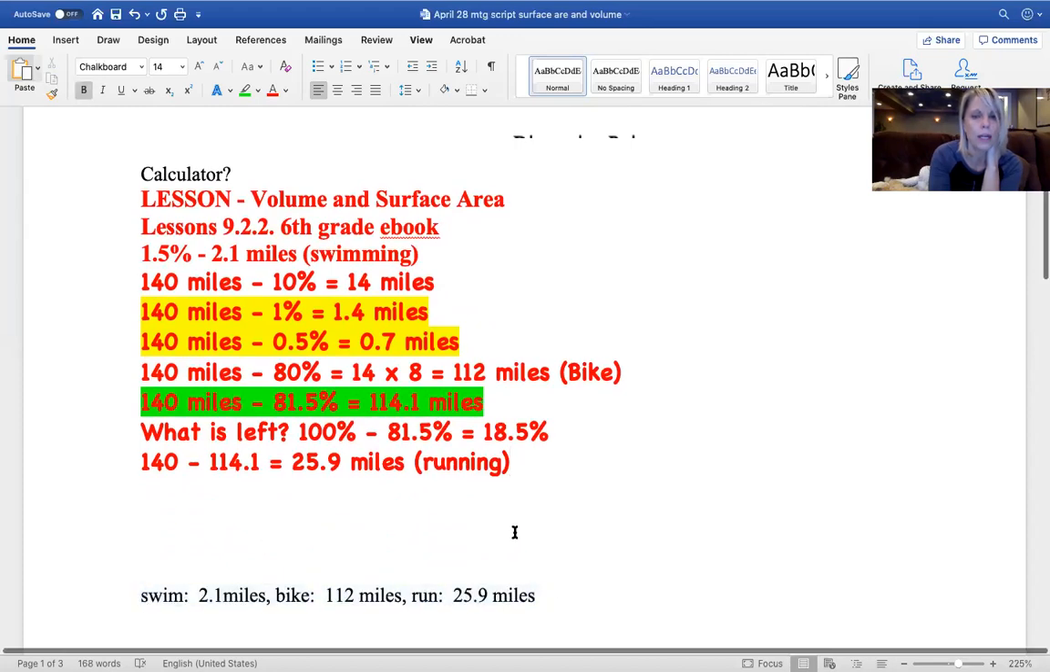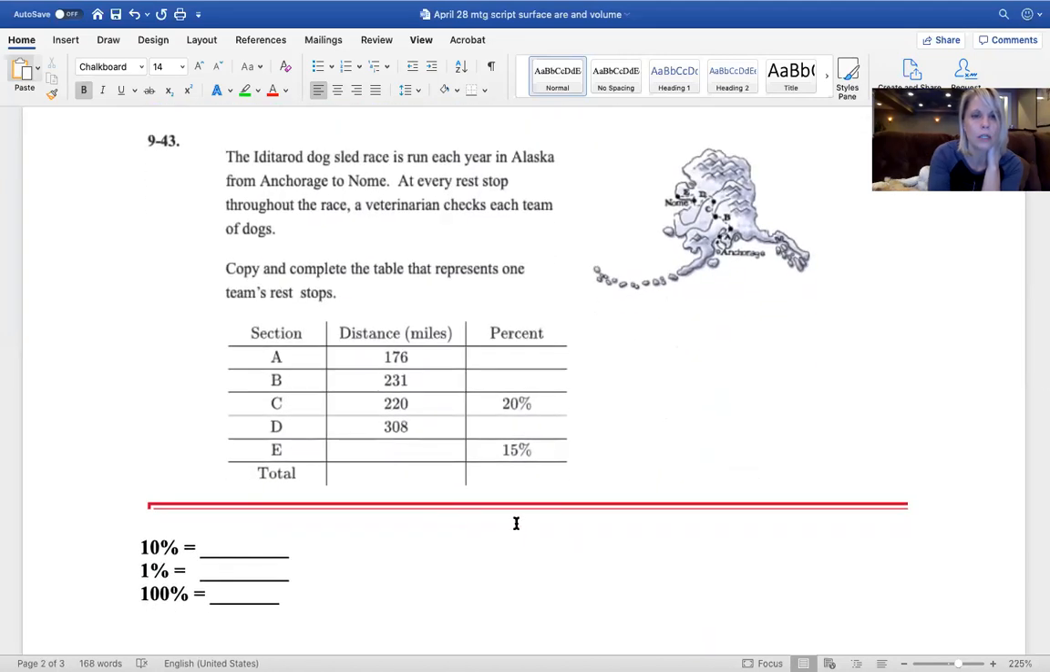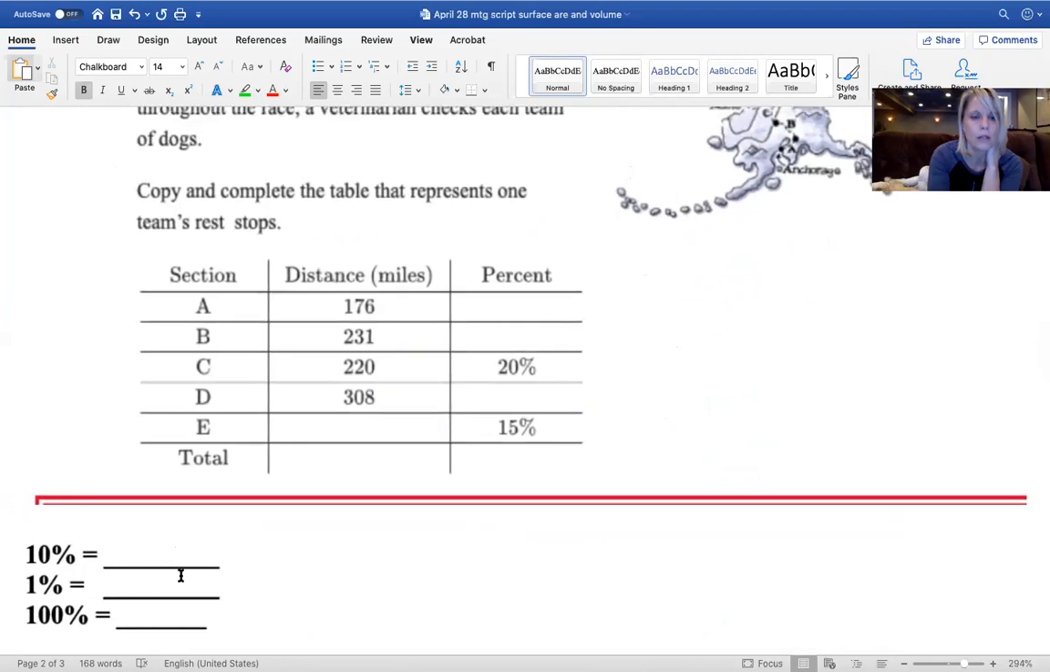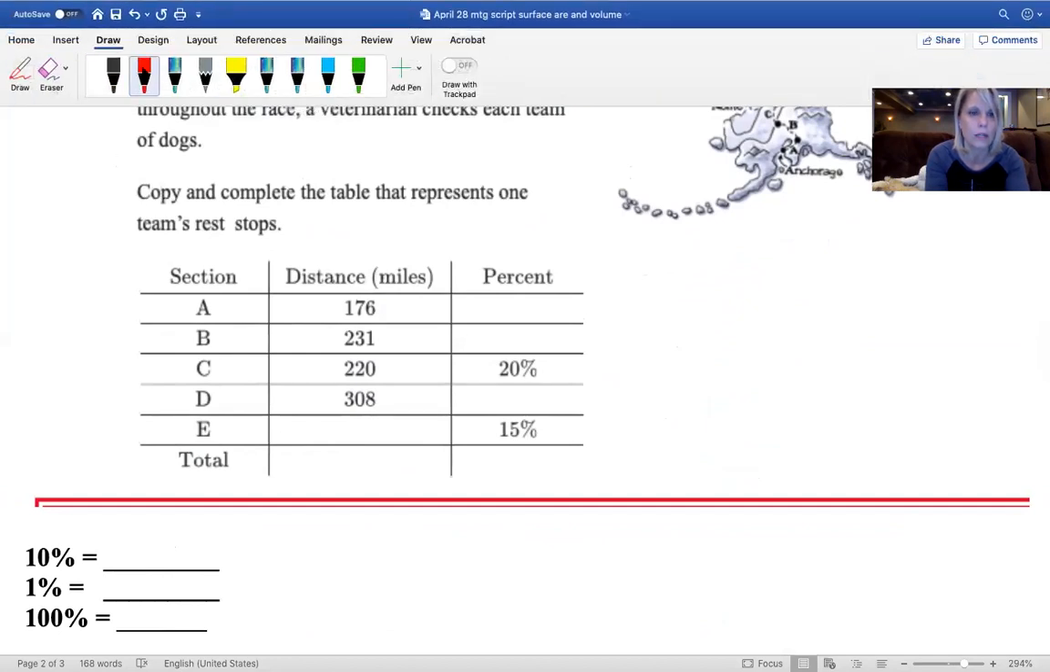If you like using the equations, I'll show you on this chart down here how you can still use the equations to solve this. So I'll show you, we'll figure out the 10 and 1%, but I am going to go back to the equation way so you can see that again. Let me get my drawing tools out so I can actually write on here. So look at here. What I want you to do, take a minute, copy down this table on your paper. So copy down section A, B, C, D, E, the whole thing on your paper.